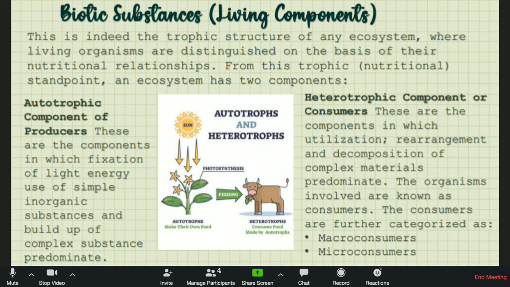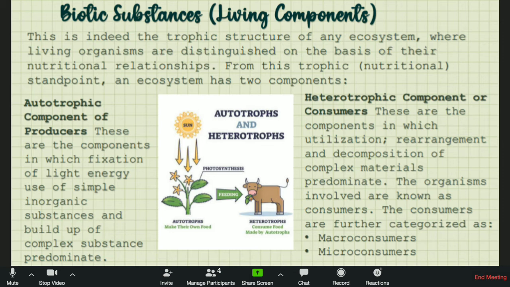Macro-consumers are relatively large heterotrophic consumers. Macro-consumers are the consumers which, in the order in which they occur in a food chain, are herbivores, carnivores, or omnivores. Herbivores are also known as primary consumers. Secondary and tertiary consumers, if present, are carnivores or omnivores. They are all phagotrophs, which include mainly animals that ingest other organisms and particulate organic matter.